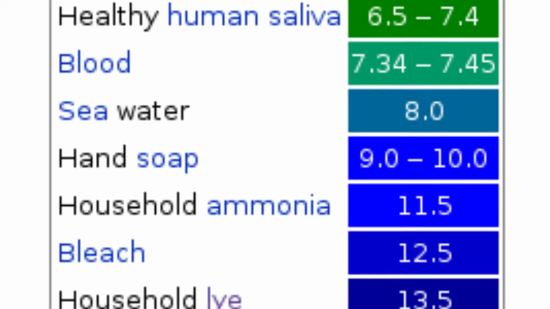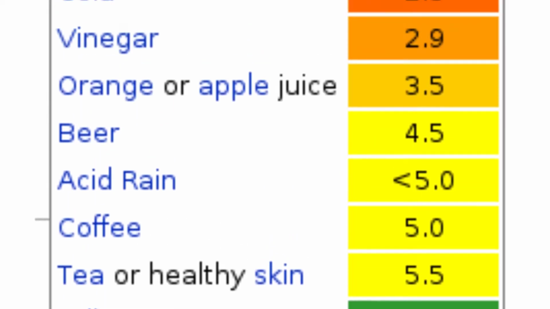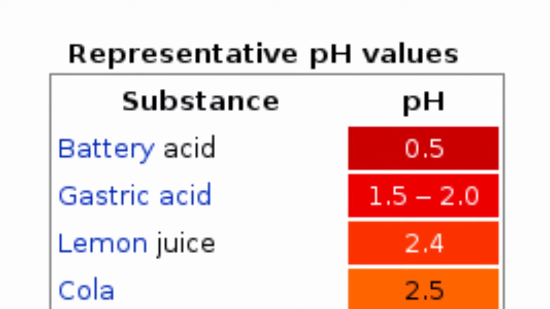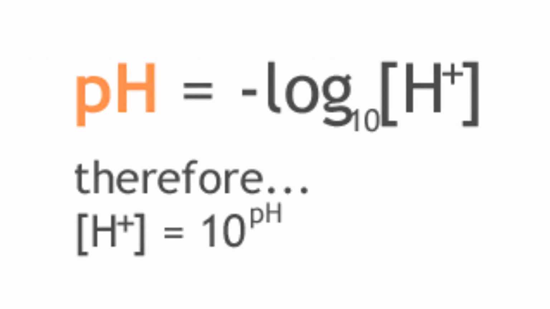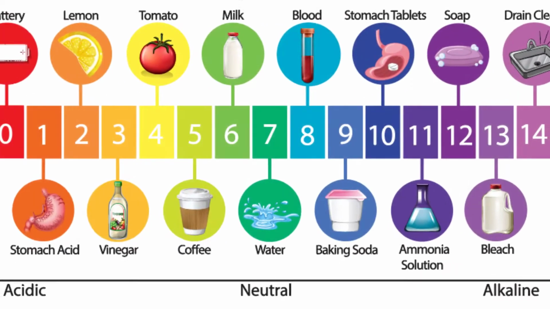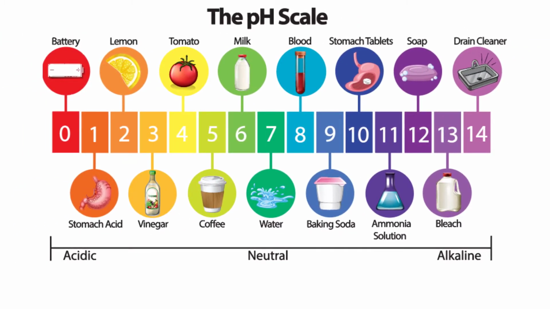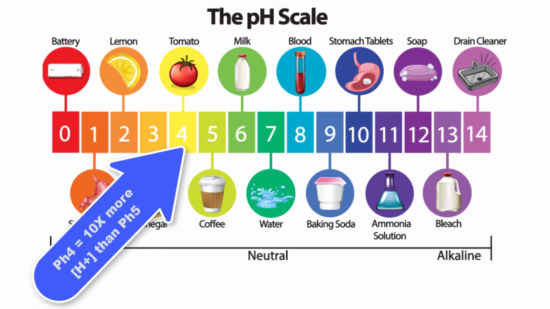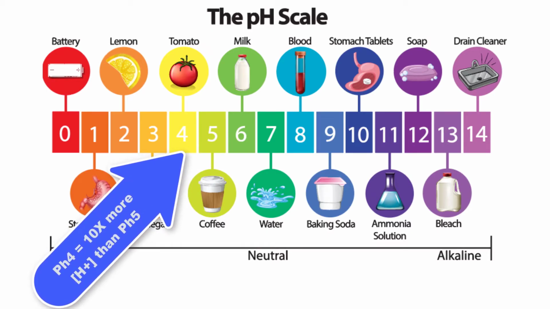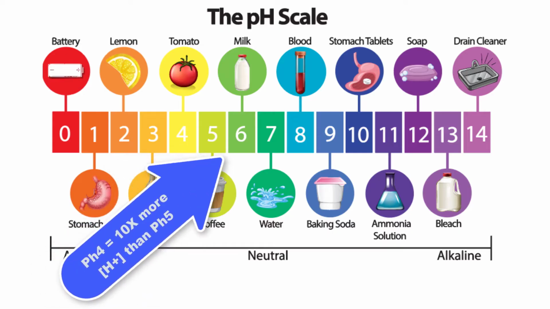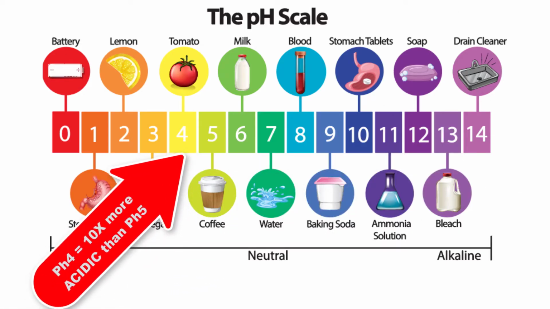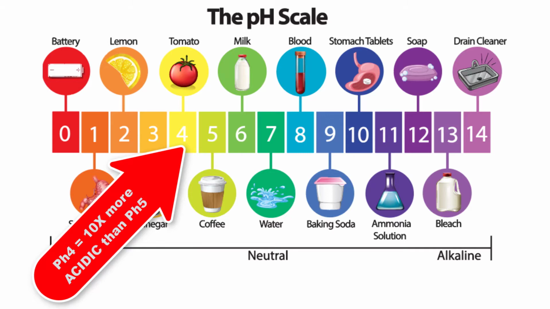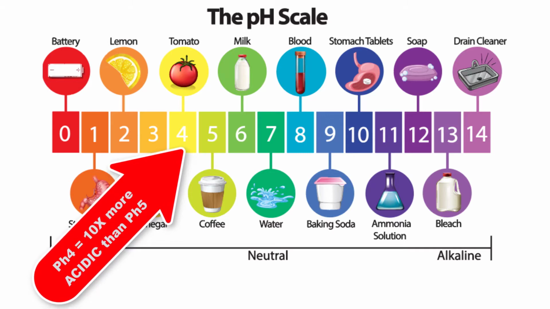The concept of pH. The relative acidity or alkalinity of a solution can be indicated by its pH. A solution's pH is the negative base 10 logarithm of the hydrogen ion concentration within the solution. As an example, a pH 4 solution has a hydrogen ion concentration that is 10 times greater than that of a solution with a pH 5. In other words, a solution with a pH 4 is 10 times more acidic than a solution with pH 5.